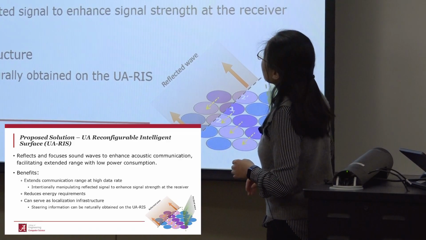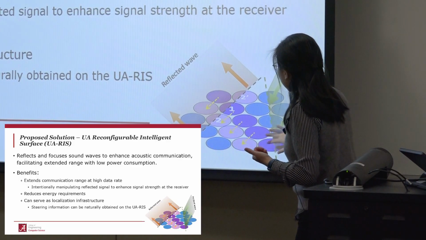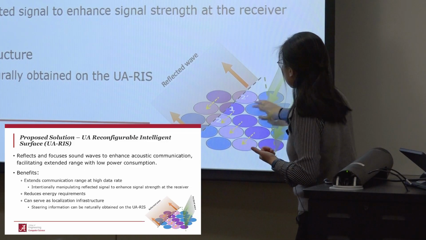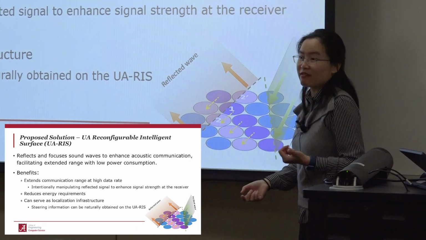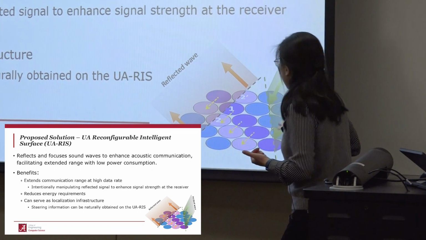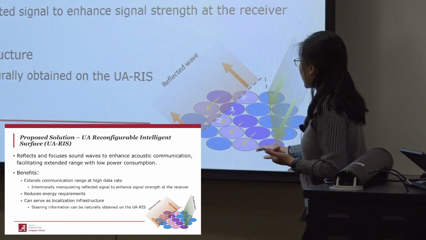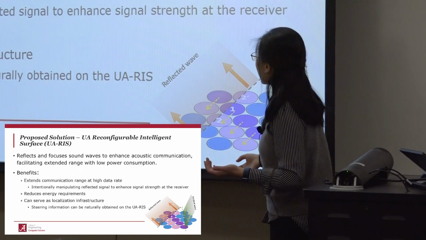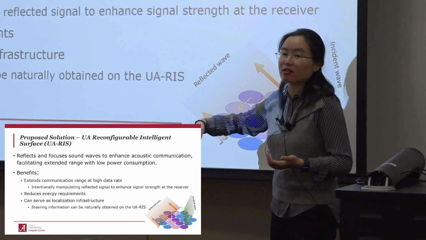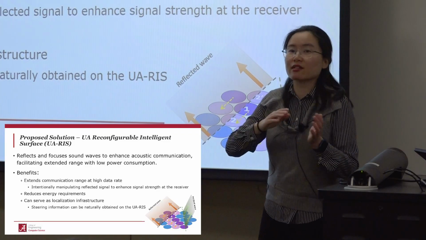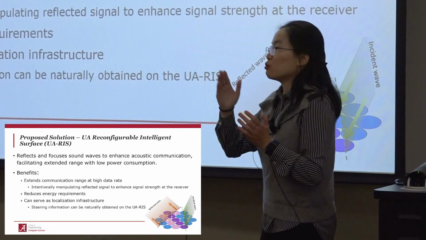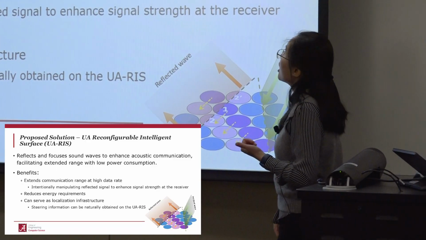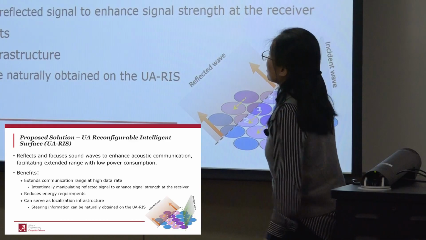It is called reconfigurable because we can reconfigure the features of those reflectors. Each dot is one reflector, and this is a 2D array of reflectors, and we can configure them to change the direction. In our real applications, we may have different receivers and moving receivers, so that means we need to be able to change the direction of our reflected wave. That's why it's called reconfigurable and intelligent.